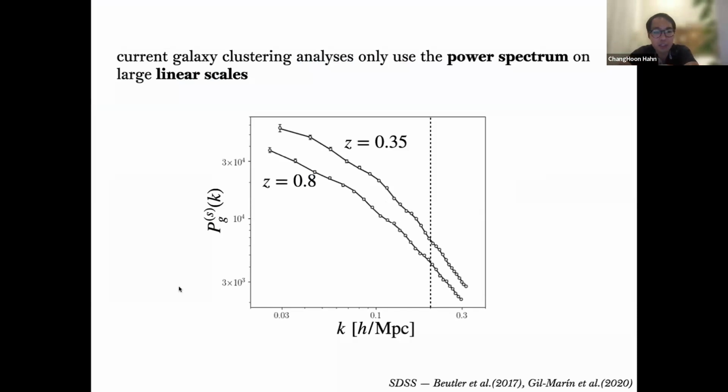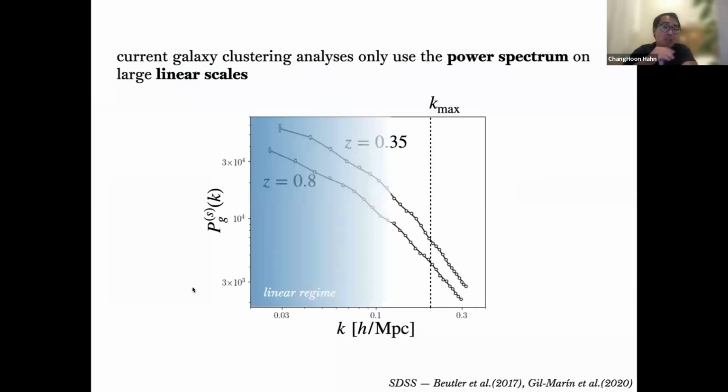So this is, again, the measurement of the power spectrum that I showed earlier. And you can see a vertical dashed line where I've marked the current scale cuts used by analyses. So these scale cuts, which correspond to a Kmax value of 0.2, are primarily because we use analytic models to model the galaxy power spectrum that are only accurate in the linear regime. However, there's obviously more information available on smaller scales, and also there's more information available beyond the power spectrum.